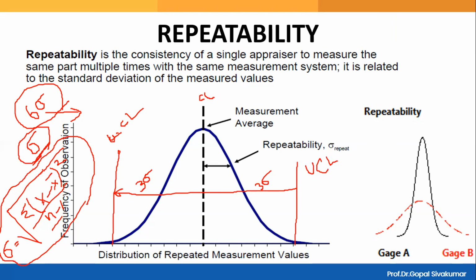Why do you write 3 sigma here? Are you attending class from yesterday, or have you attended last week also? Last week also. I told you why it is 3 sigma. You missed it, right? I told you, right? 3 sigma. Always, if you go up to 3 sigma, 99.73% of the population will be included.